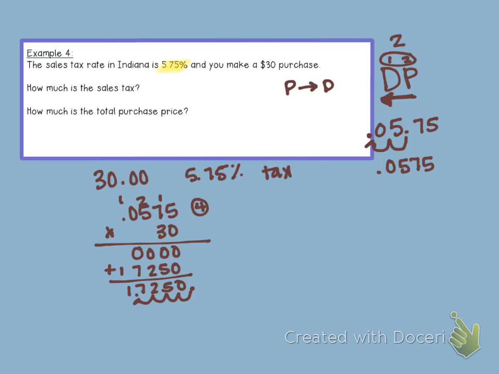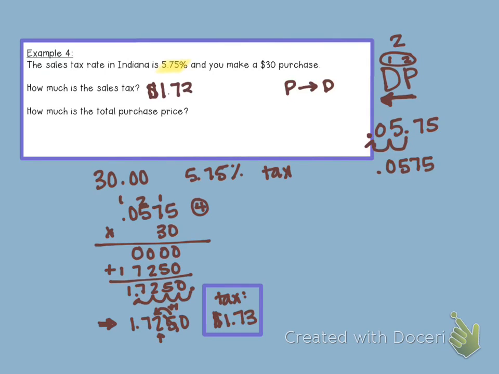So it looks like our tax amount is this, but we've got to make it look like money. So that means that we want to stop here. The number to the right is 5 or more, so we add 1 and drop it off. So the tax is $1.73. That's the answer to the first question. Tax, $1.73. How much is the total purchase?